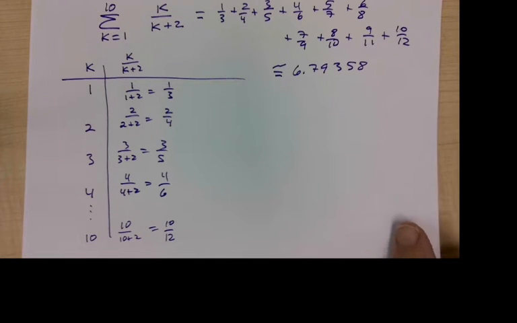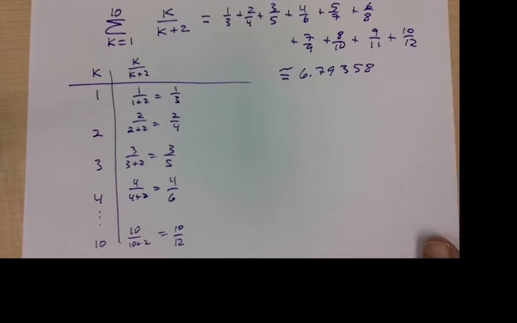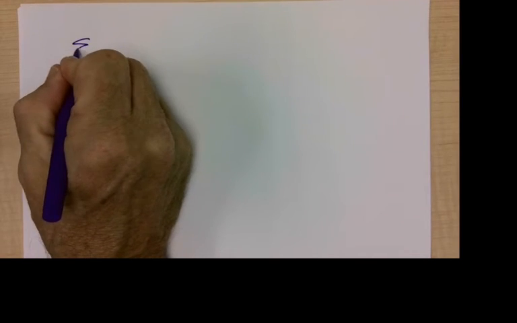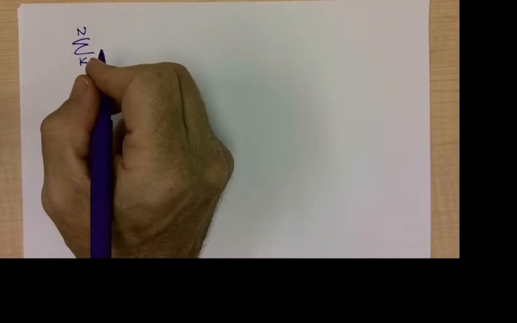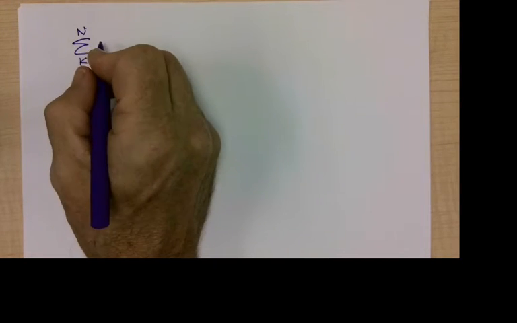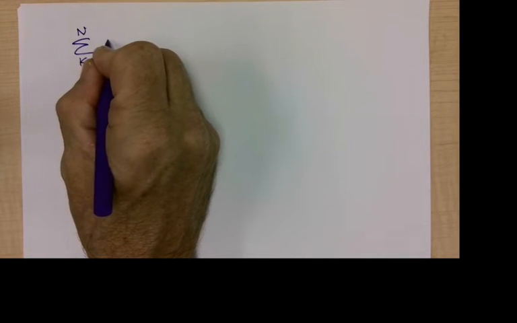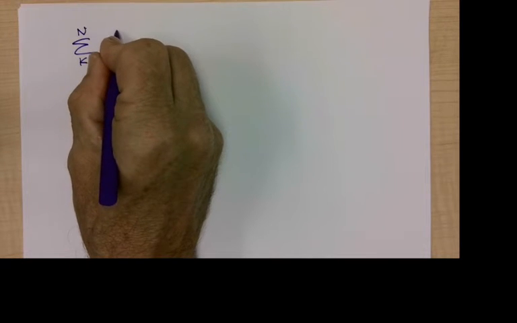Now, oftentimes we're interested in the sum of the first n terms. So, for example, I might ask, what is the sum as k goes from 1 to n of 2 to the k? So what would that equal?